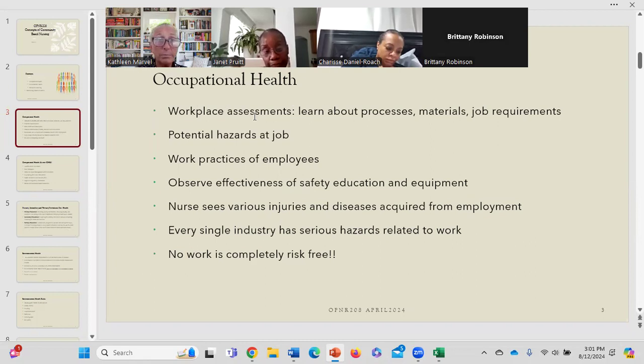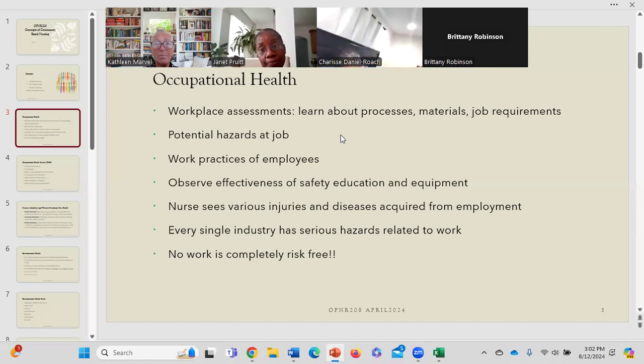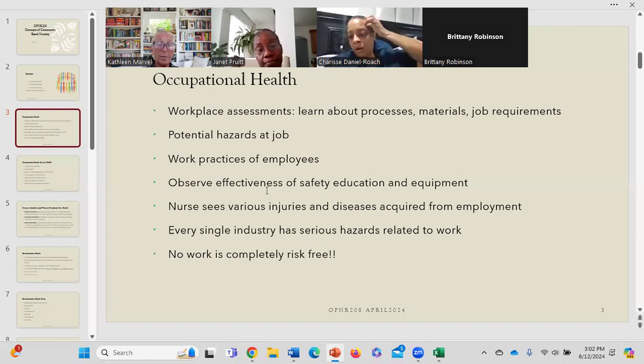Is it a nail salon using certain supplies that you have to know about, right? What are people's job requirements, and are they prepared to carry them out? Whenever we start a new job, don't you always have to get with occupational health? Always, right? Knowing the potential hazards of the job, workplace practices. He or she should also be observing effectiveness of safety education and equipment.